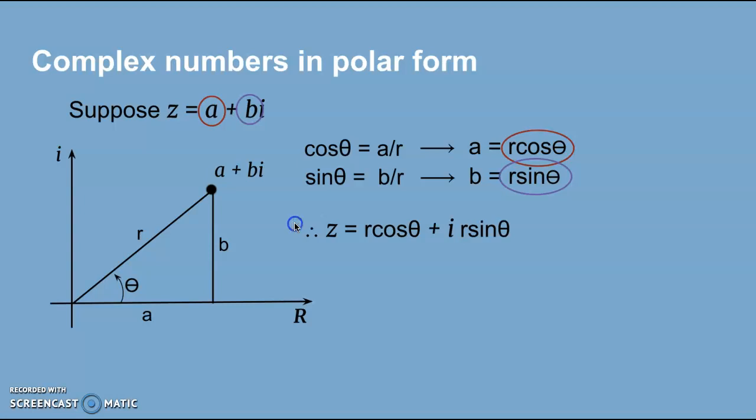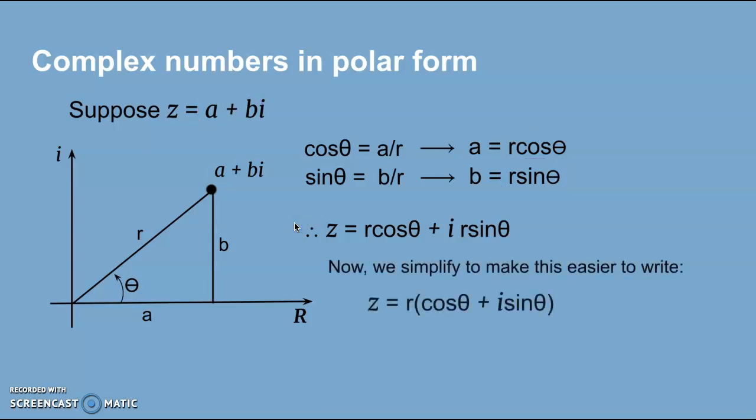What I'm going to do at this point is simplify things a bit. I'm going to factor out the r. So I have r times cosine theta plus i sine theta. And then I'm going to use the letter c to stand for cosine and s to stand for sine. And I'm going to write z equals r cis theta. What you need to keep in mind is that r cis theta means r cosine theta plus i times r sine theta.